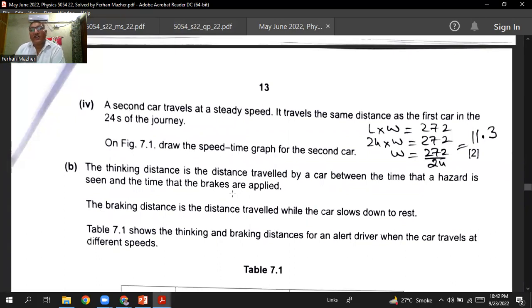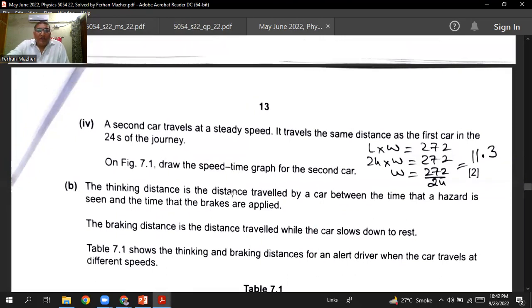The graph will be in the shape of a rectangle, so the area of that rectangle will be equal to the distance traveled. The length of that rectangle will be the time taken, which is 24 seconds, but I don't know what the speed will be. That will be the width of the rectangle. So length times width equals 272. So 24 multiplied by the width equals 272, so the width will be 272 divided by 24, and that will be 11.3. So the speed of the car should be 11.3.